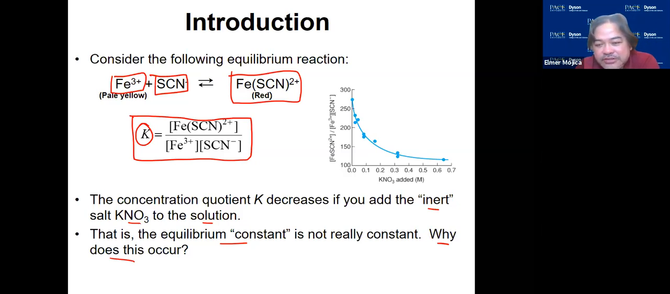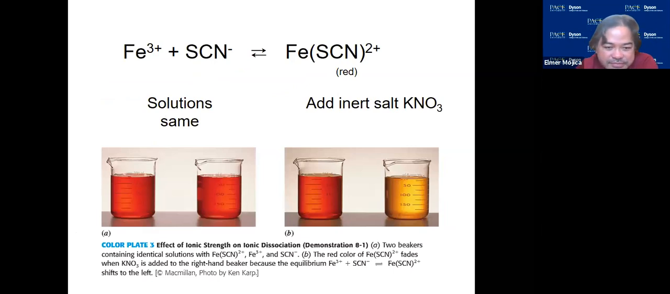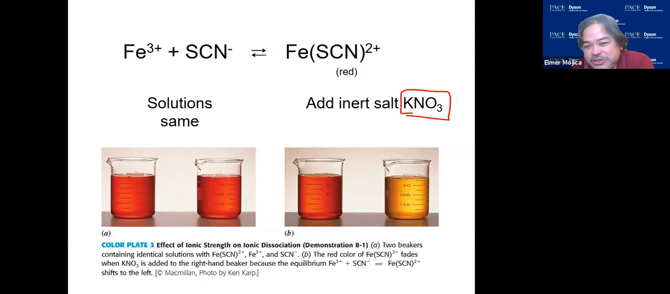So if you're going to recall, this is the experiment that we're talking about. So if you're going to look at here, you have FeSCN complex, okay, resulting from Fe3 plus and SCN minus. Now, why is it that if you add the KNO3, it becomes yellowish? And the explanation that we have there is it shifts to the left. Okay? But that's how we explained it during that time.